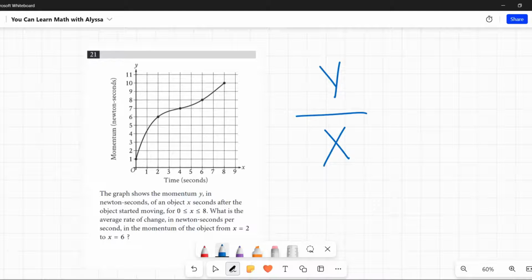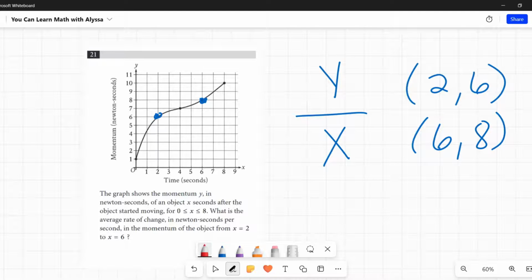So let's look at what the values are when x equals 2 and x equals 6. Well, when x equals 2, those coordinates, that ordered pair, is (2, 6). And when x is 6, it is (6, 8). So what would the slope of a line be connecting those two points? Well, it's change in y over change in x.